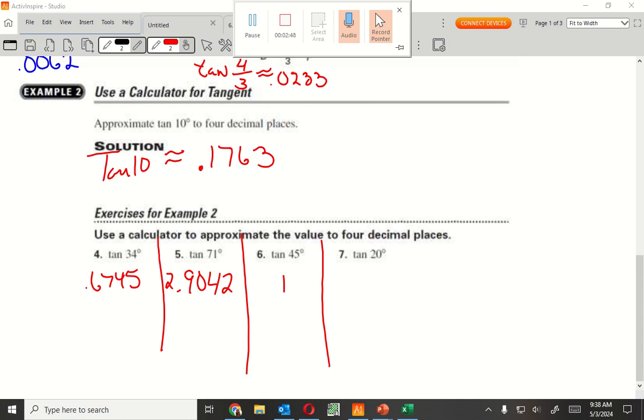And my last one, tan 20. It is 3, 6, 3, 9. Make sense? Karen, you having trouble? Is your calculator in the right mode?